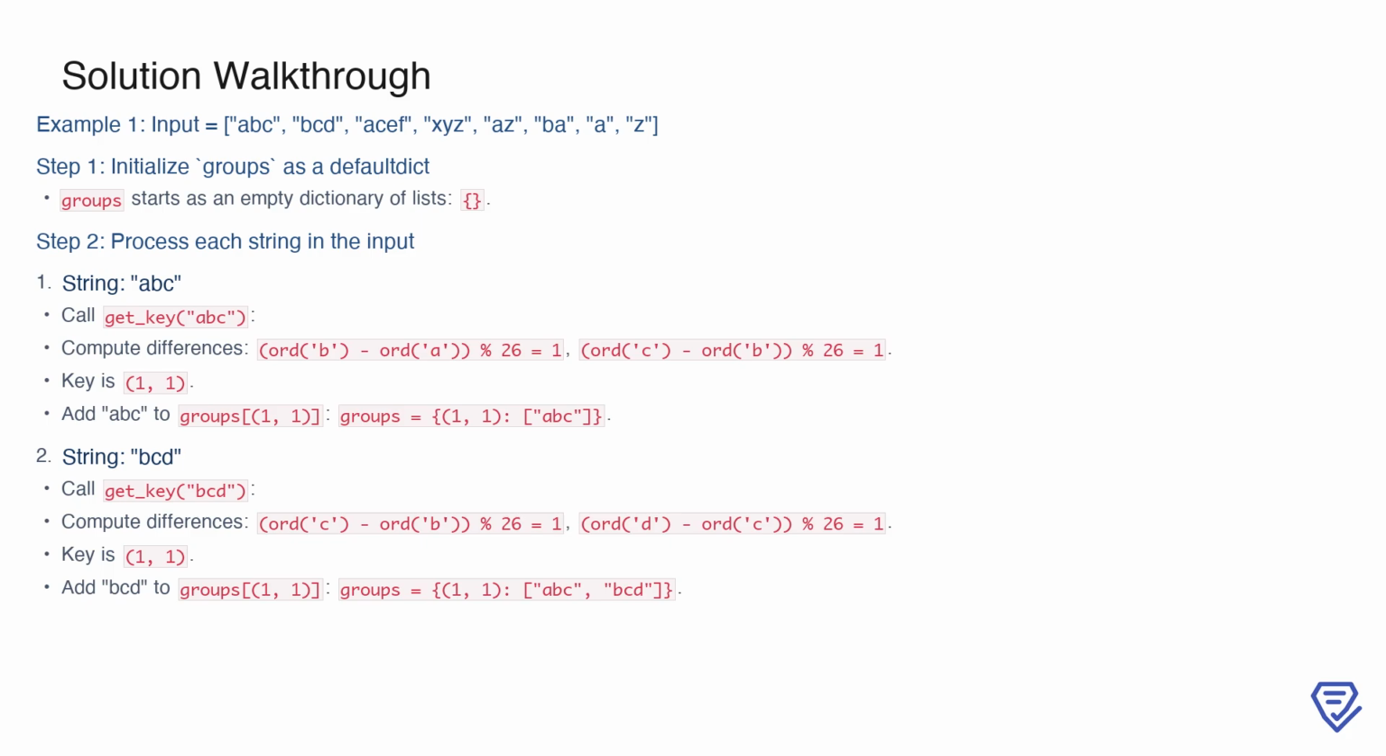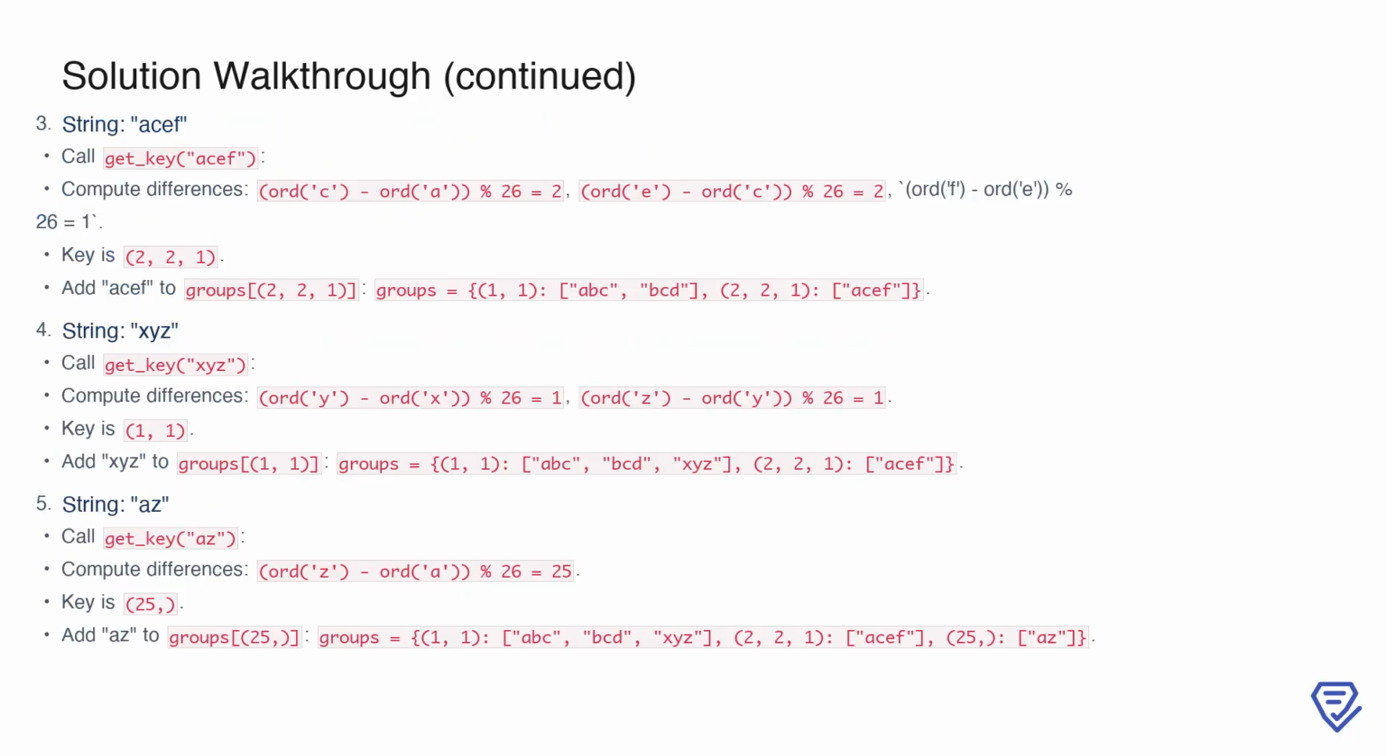Next, we process BCD. The differences between its characters are also 1 and 1, so the key remains (1, 1). We add BCD to the same group, updating groups to {(1, 1): [ABC, BCD]}. Now we process the string ASF. Using get_key, we calculate the differences as 2, 2, and 1, which gives us the key (2, 2, 1). We add ASF to its corresponding group, updating groups to {(1, 1): [ABC, BCD], (2, 2, 1): [ASF]}.